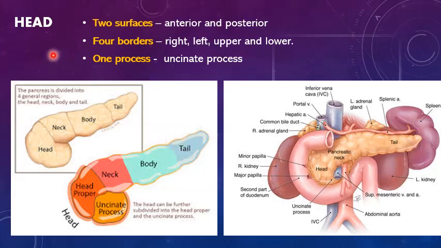Next, we will see each part individually. What were the parts? The parts were head, neck, body and tail, right? So in that, the head has got two surfaces. They are anterior and posterior. So what actually is the head here? It is this portion.